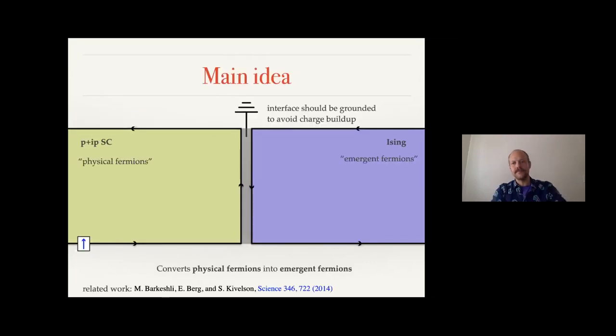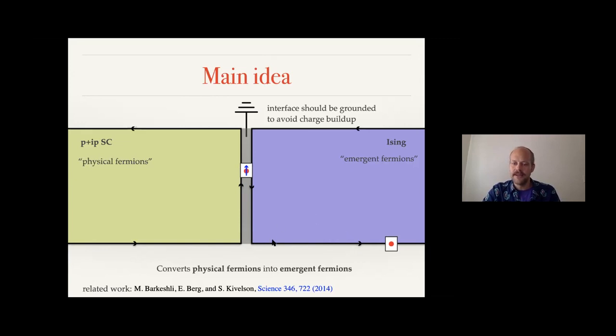Okay, so now we're ready to start thinking about how we can use this p+ip superconductor to probe this Ising topological order. So let's think about what happens when we insert an electron into the boundary of this p+ip superconductor, as I've shown down here. It will propagate down the edge, as so, and then when it hits this interface, it has no choice but to continue propagating as a fermion.